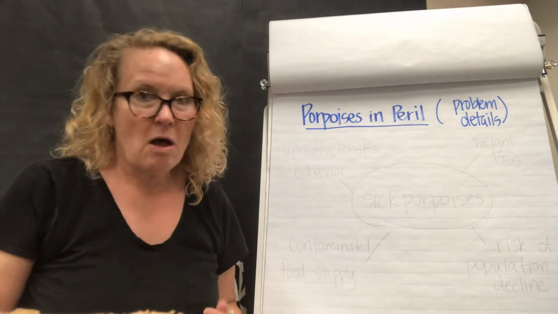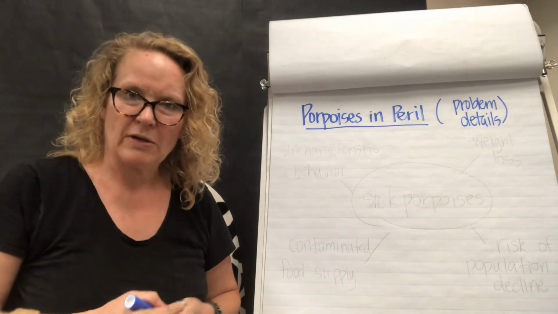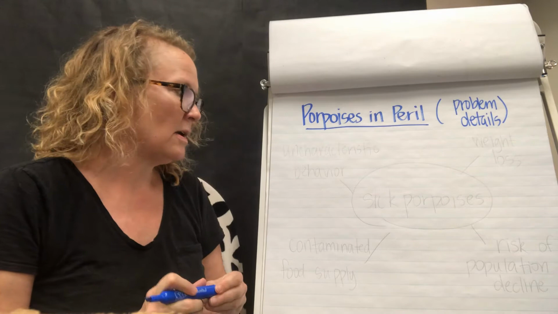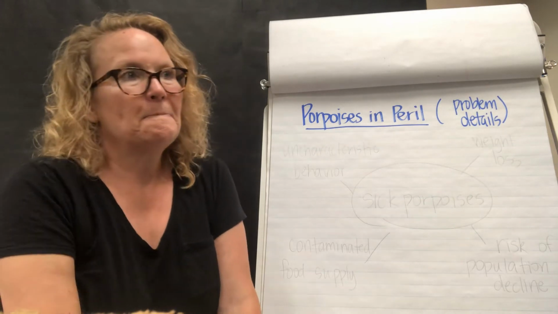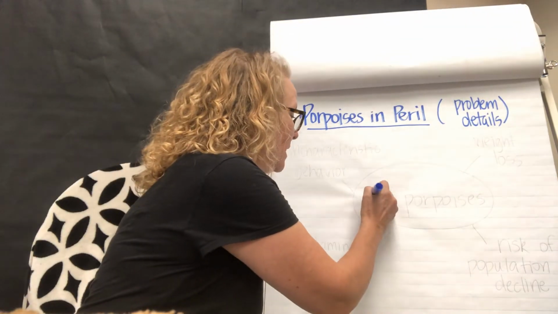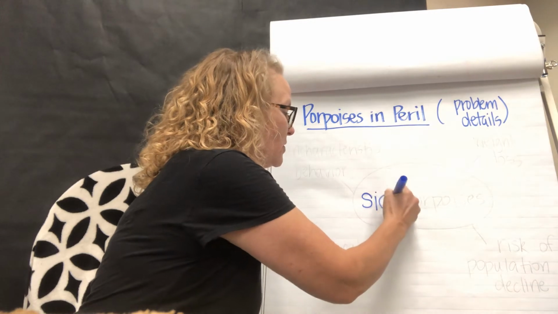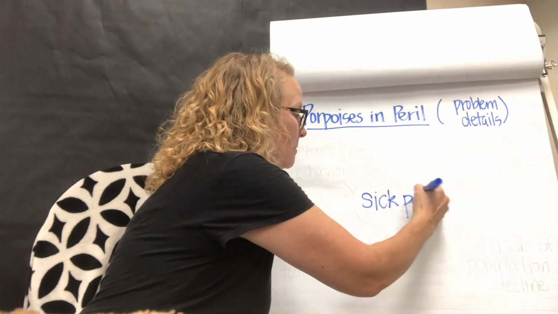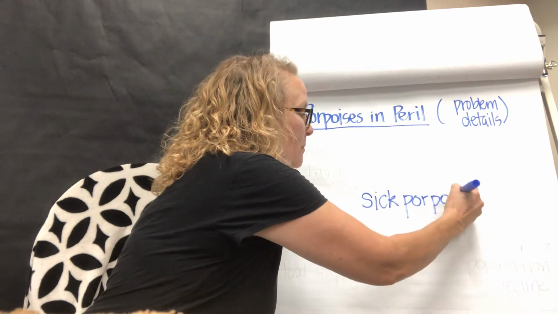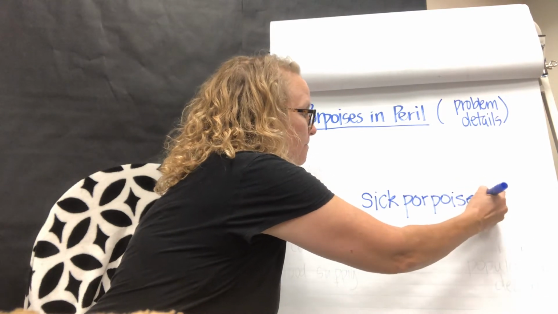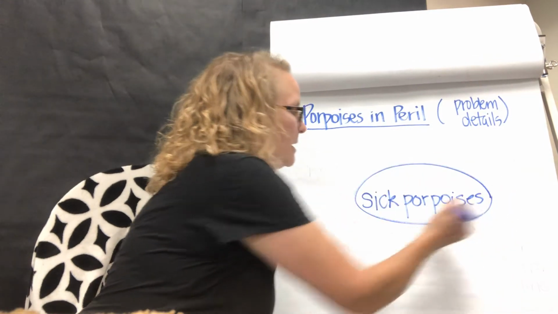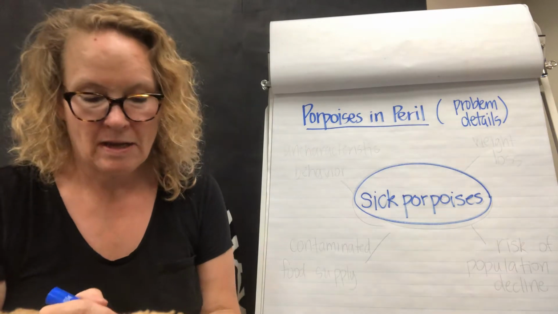So we can tell already what the problem of the story is. The big problem is that there are sick porpoises. So in the middle of your page, if you could write those words, sick porpoises, and give it a big circle. Give you a sec to do that.